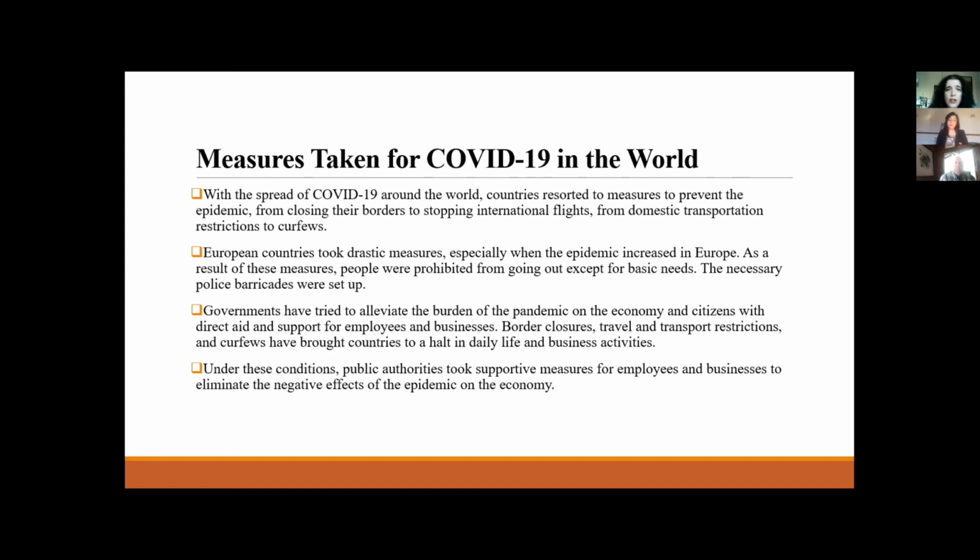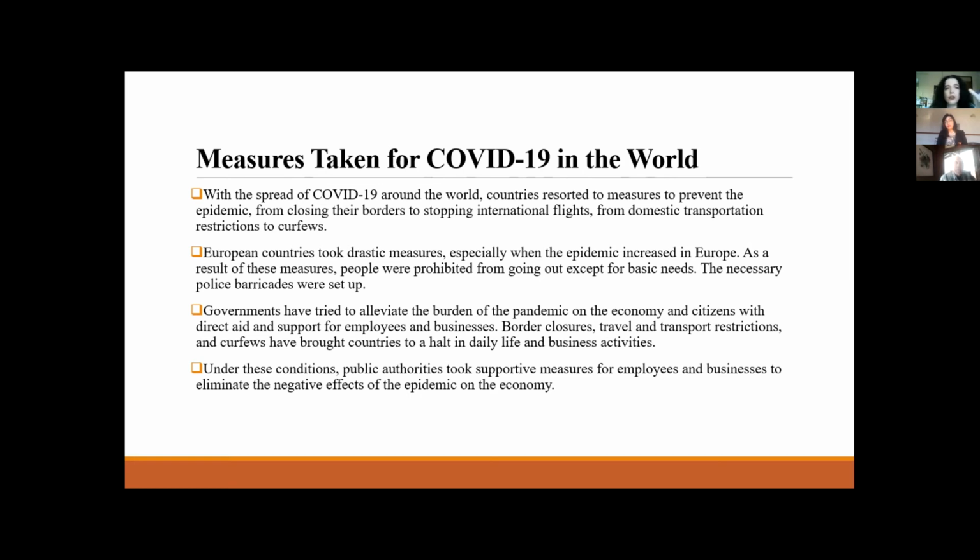European countries, especially when the epidemic increased in Europe, took drastic measures. As a result of the measures, people were prohibited from going out except for basic needs. The necessary police barricades were set up. Governments have tried to alleviate the burden of the pandemic on the economy, with support for employees and business. Border closures, travel and transport restrictions, and curfews have disrupted daily life and business activities.